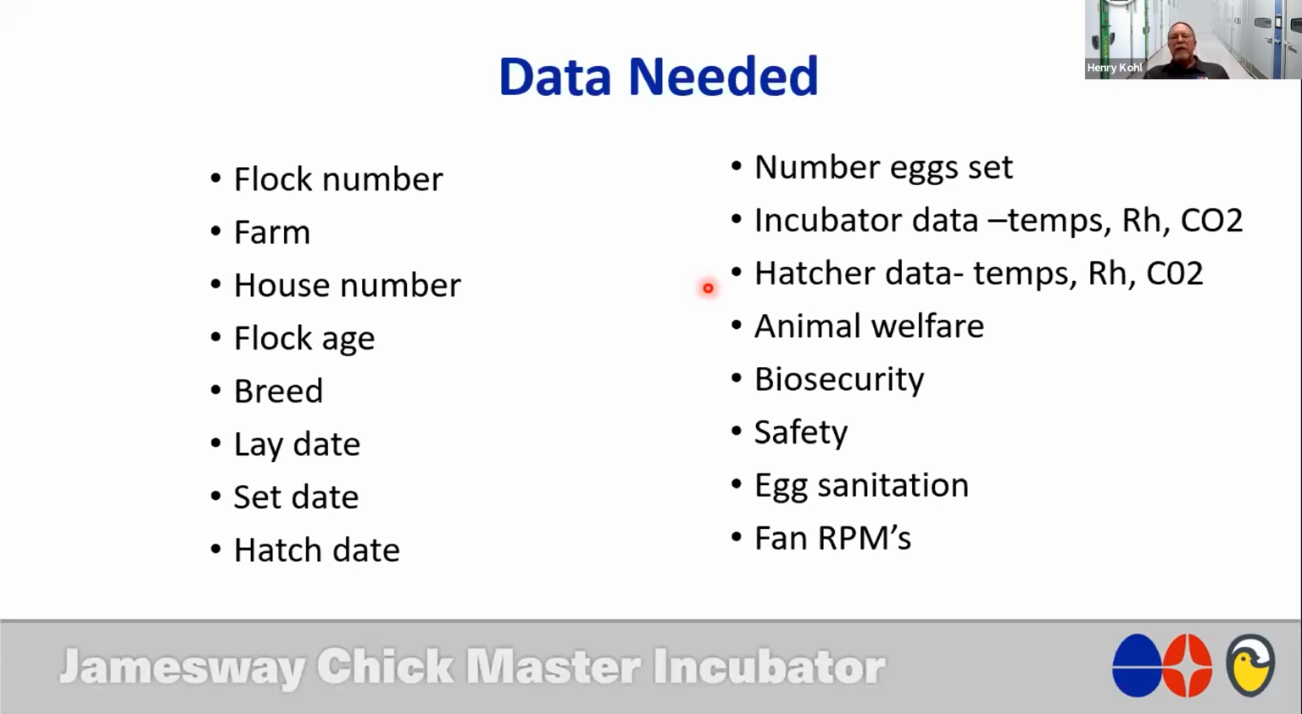Then we've got our ABCs, where we've got our animal welfare, biosecurity, compliance, and safety. There's a lot of data that's collected there. If hatcheries are doing any egg sanitation, such as spraying eggs or dipping eggs, then we need to make sure that our chemical concentrations are correct, water temperatures are correct, those types of things. Fan RPMs are also important in some hatcheries with different types of incubators.